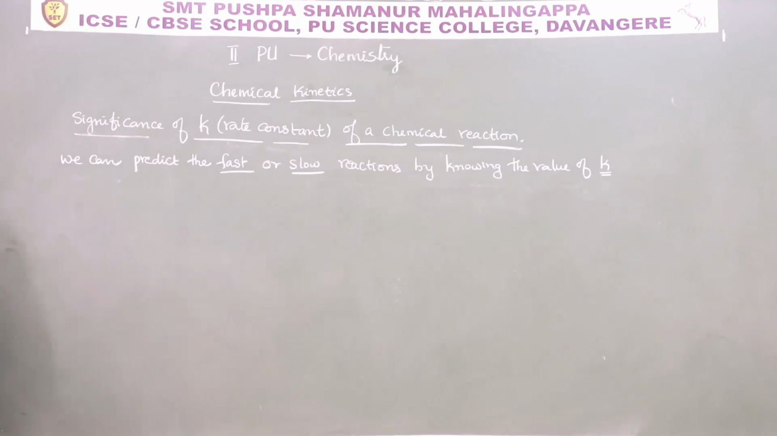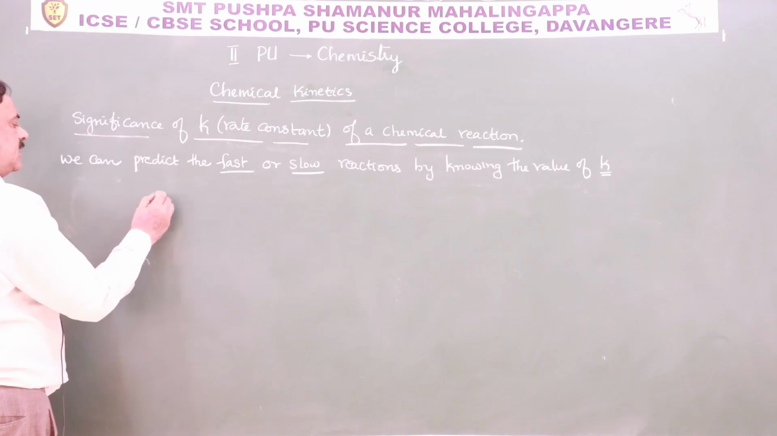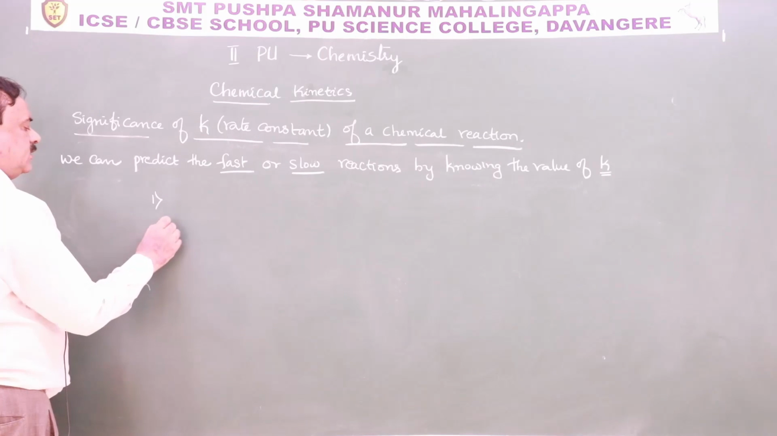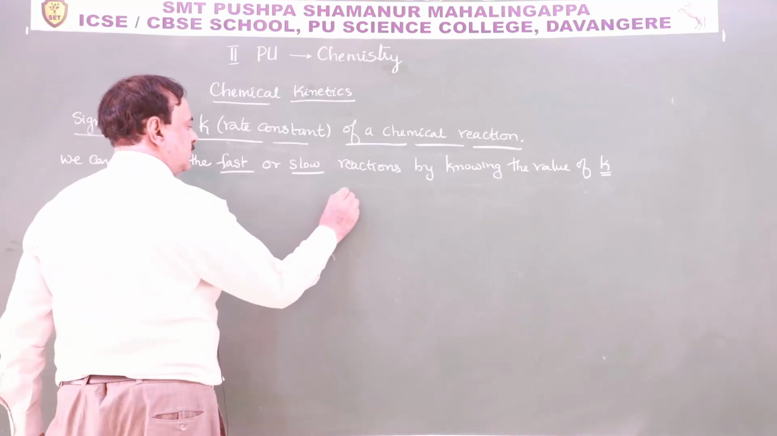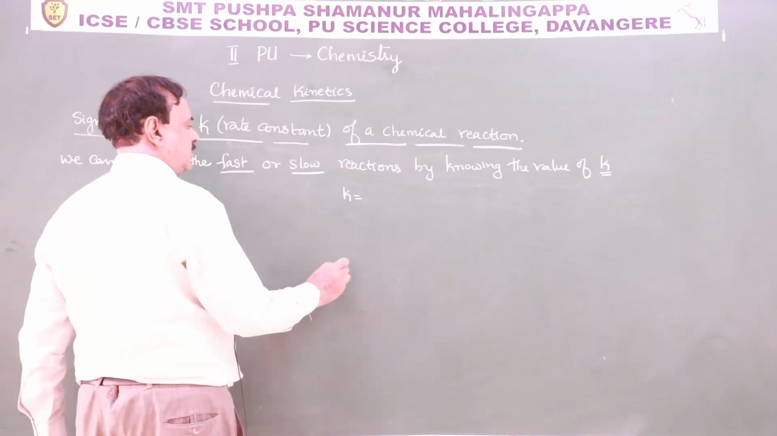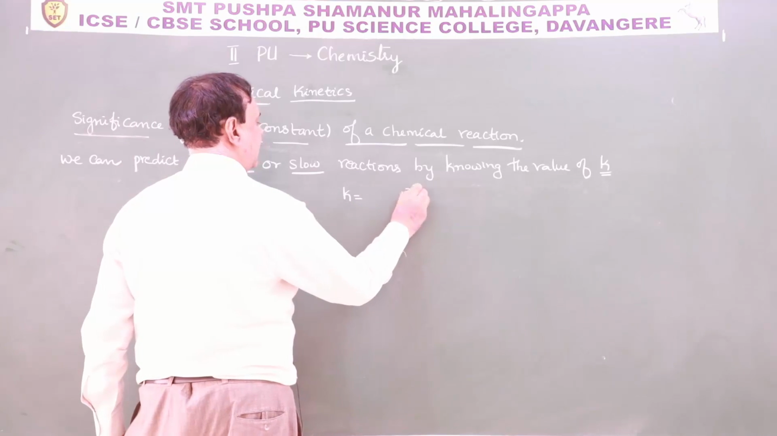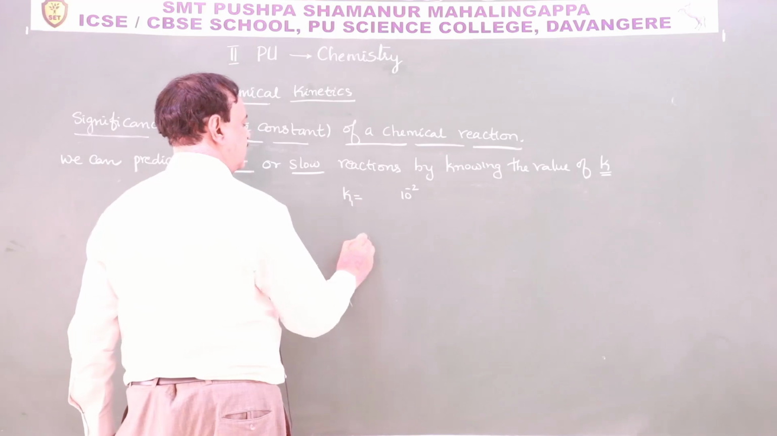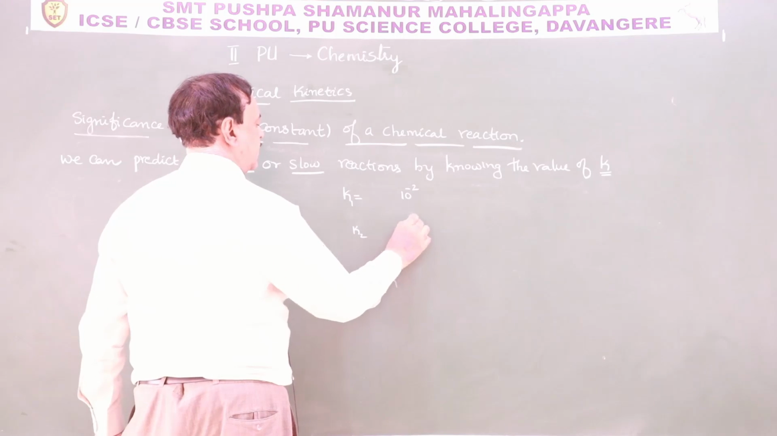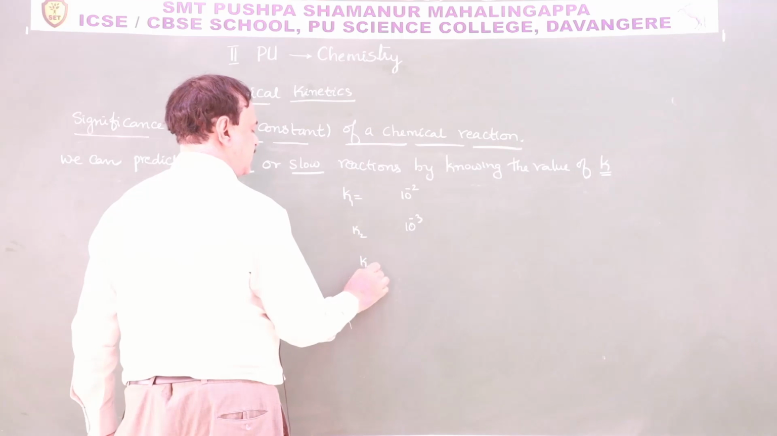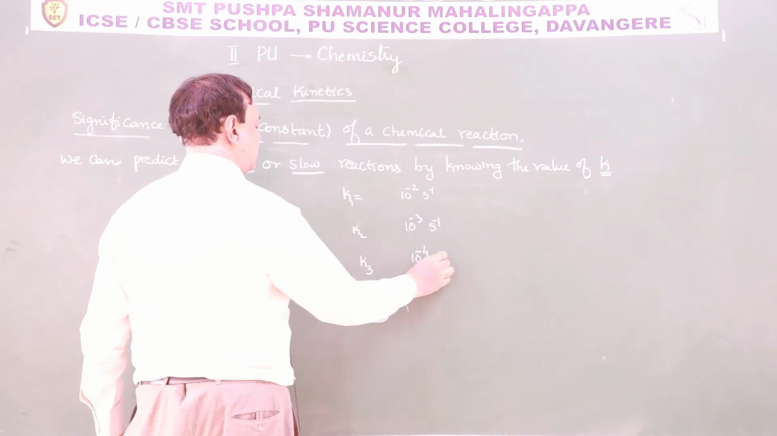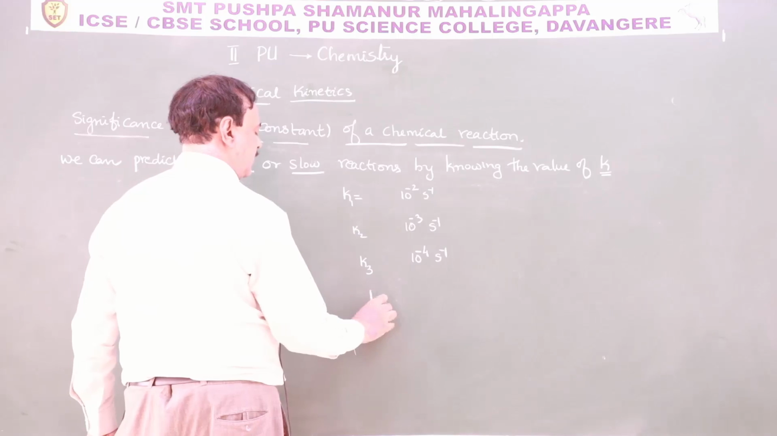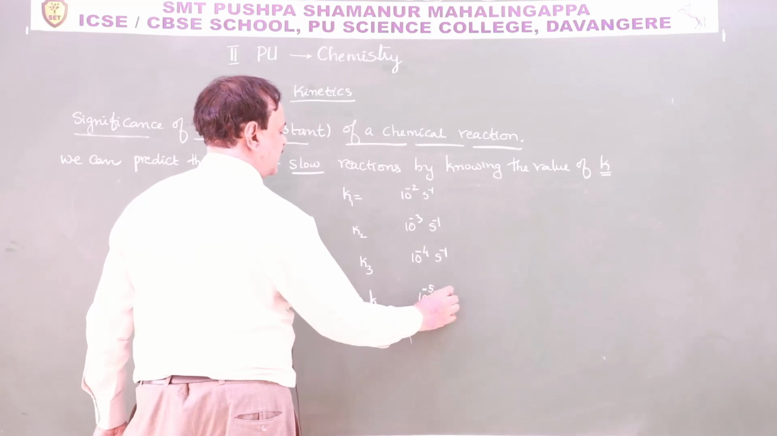We can predict the fast or slow reactions by knowing the value of the K. Suppose some chemical reactions, they will give in an entrance exam. Suppose 1, 2, 3 and 4. They will give the K value. Suppose K1 is in the range of 10 to the power of minus 2, K2 is equal to 10 to the power of minus 3, and K3 is equal to 10 to the power of minus 4. Suppose this is per second. Very important. Suppose K4 is equal to 10 to the power of minus 5 per second.